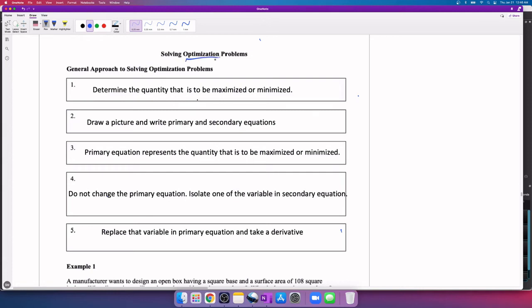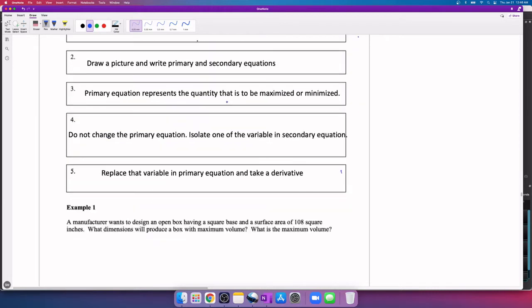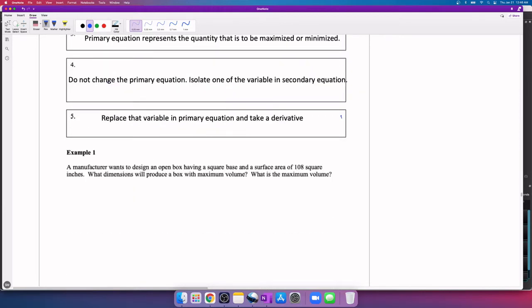Objective: solving optimization. Optimization means when something is maximizing or minimizing, like you want to maximize the box or minimize the box, or maximize the area or minimize the volume, something like that. So that's optimization. These are a few steps that we have to follow. First step, determine the quantity that is to be maximized or minimized. I'm going to use one step by step while solving the problem. So I have to figure out which quantity is maximizing or minimizing.